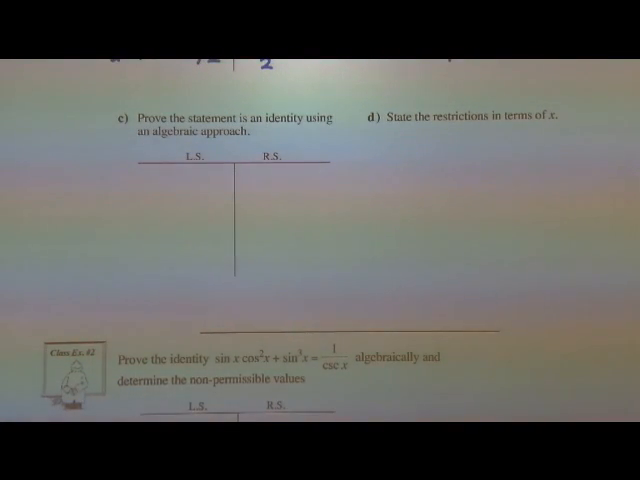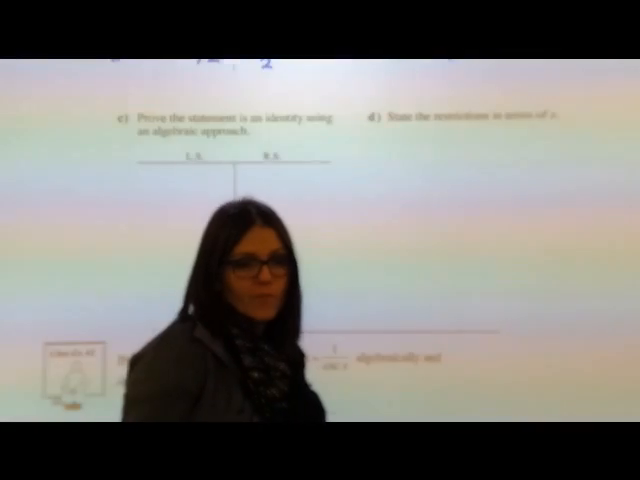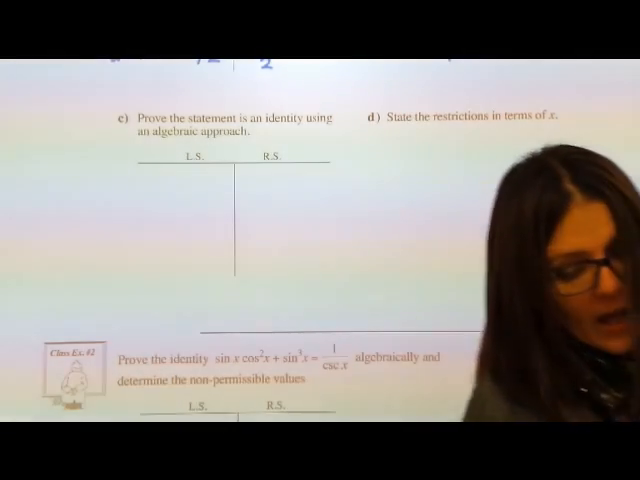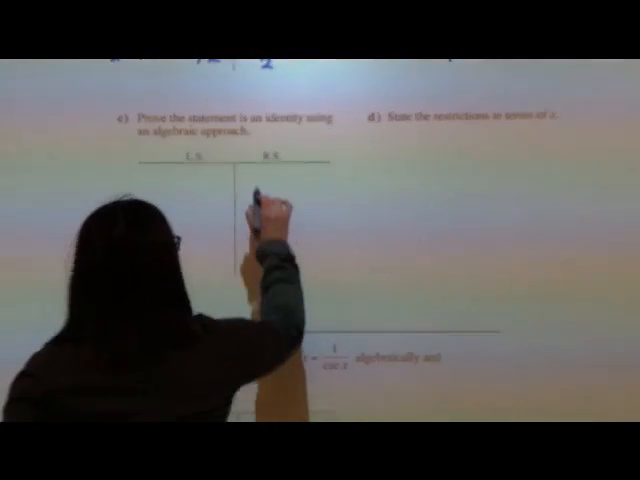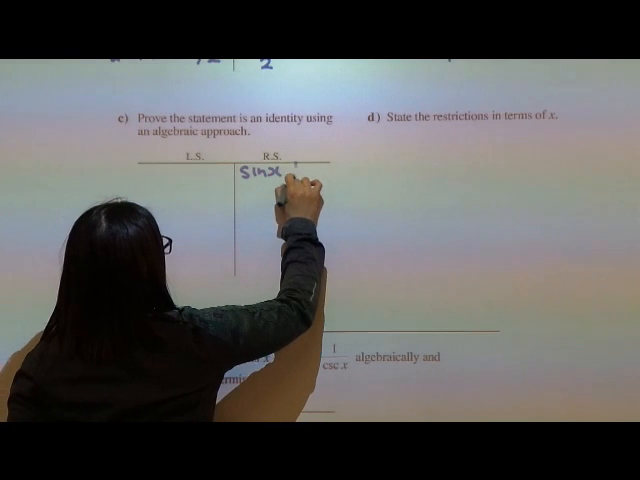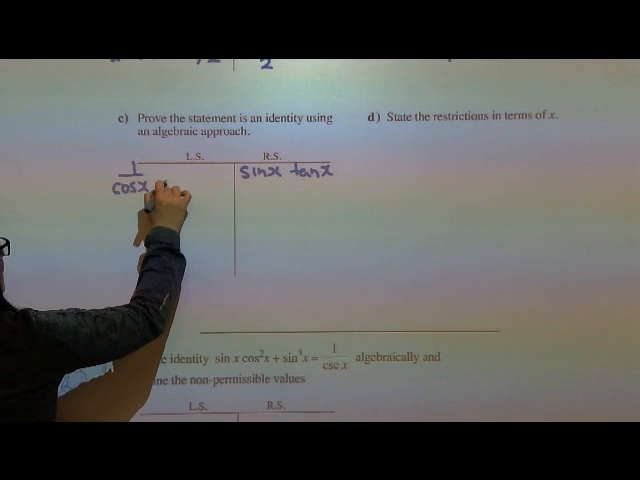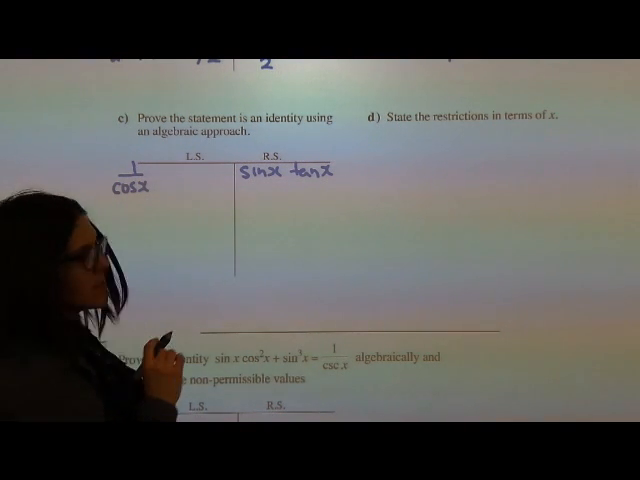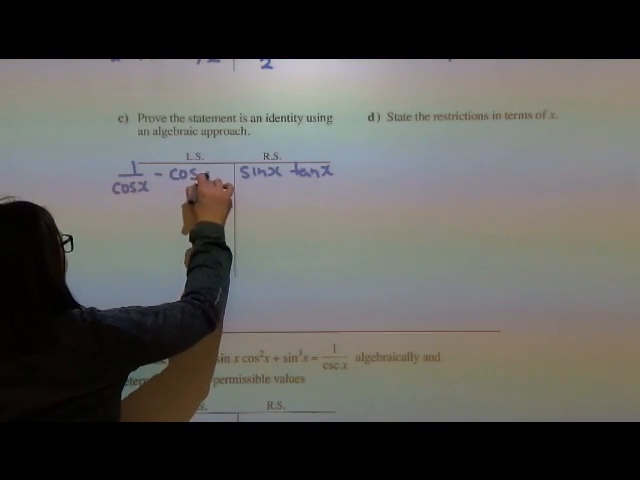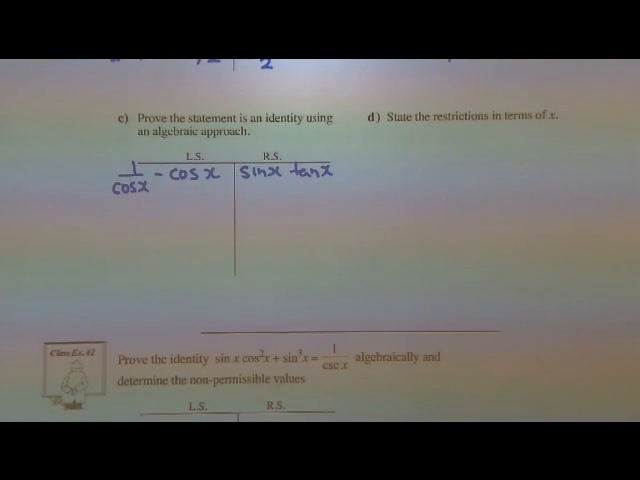To prove it's an identity, we're going to prove that one side is equal to the other side. So for my equation, on the right side I have sine x tan x, and on the left side I have 1 over cos x minus cos x. Now one of the hints was to start with the more complex side. Don't restrict yourself to that. Start with what you know. So if I look at that, what could I do?